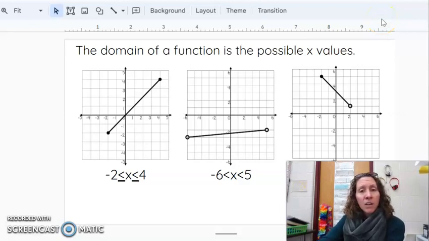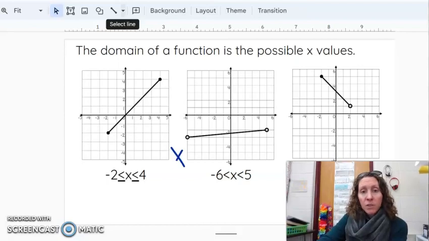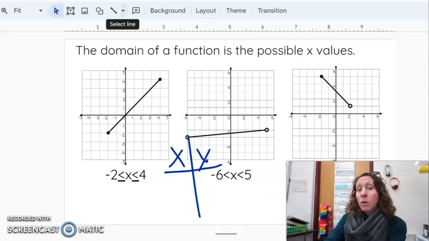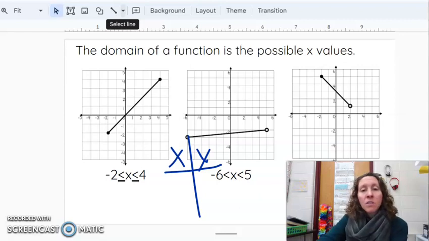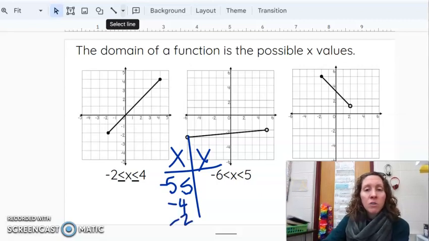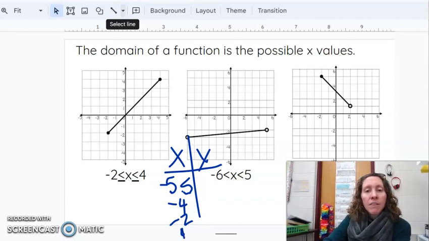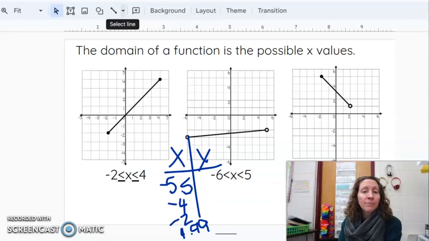All right, so for the second one here, if we were to make a table of values for this one, for x and y, it would go between -6 and +5, but it cannot be equal to -6. So maybe it's -5.5 is one, -4, -2, and all the possibilities up to close to 5. I'm going to do 4.99. That's kind of hard to see. Okay?